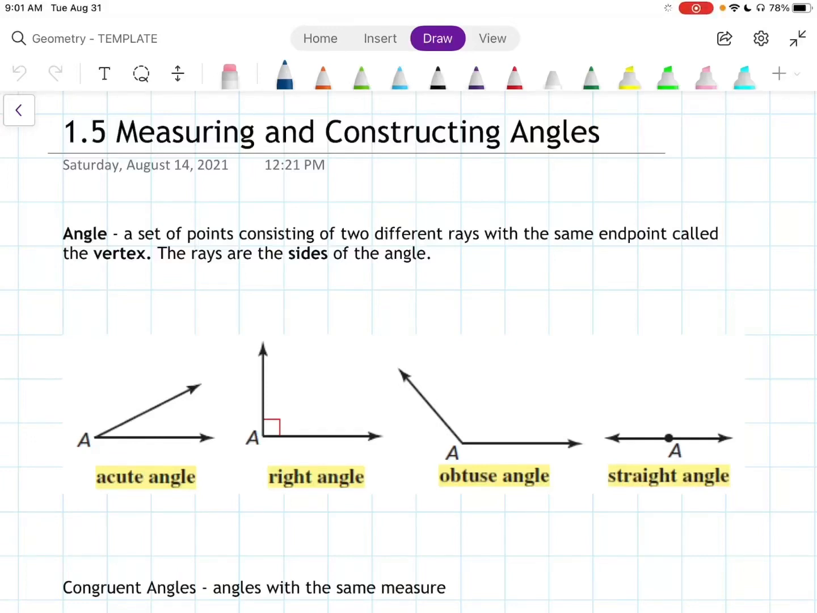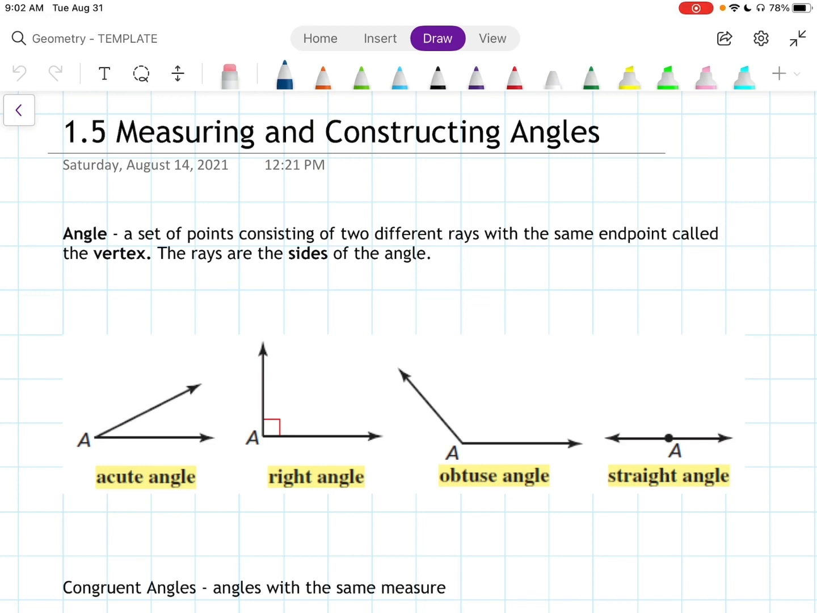Okay, 1.5, measuring and constructing angles. Starting off with a definition, an angle is the set of points consisting of two different rays with the same endpoint called the vertex. The rays are the sides of the angle. Listed here we have 4 different angles. In each of these 4, the point A that's listed would be considered the vertex.